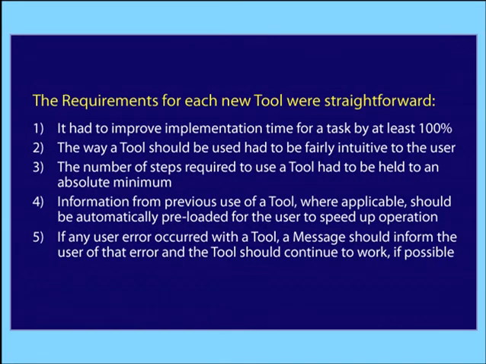The requirements for each new tool were straightforward. It had to improve implementation time for a task by at least 100%. The way a tool should be used had to be fairly intuitive to the user. The number of steps required to use a tool had to be held to an absolute minimum. Information from previous use of a tool, where applicable, should be automatically preloaded for the user to speed up operation. If any user error occurred with the tool, a message should inform the user of that error, and the tool should continue to work if possible.